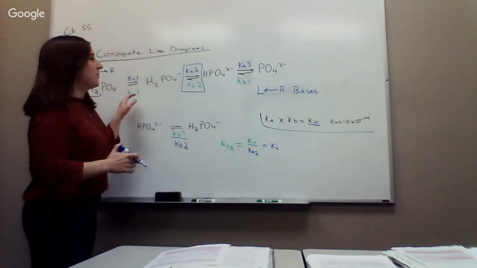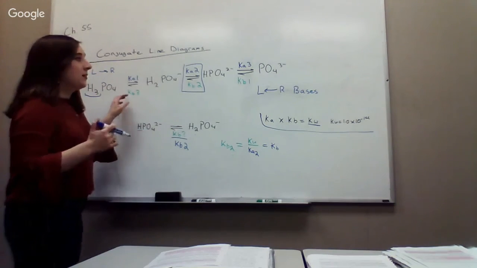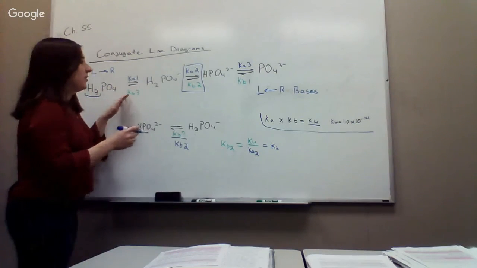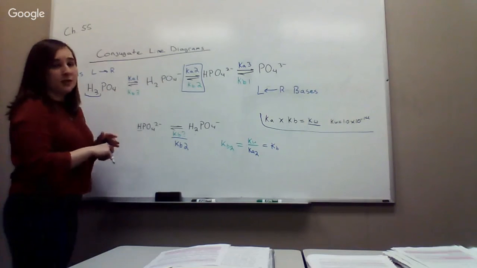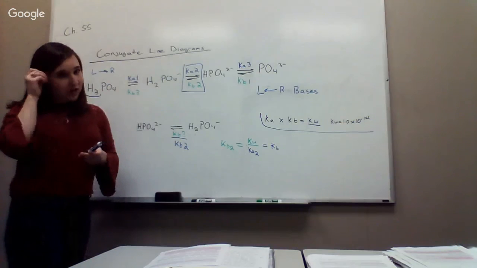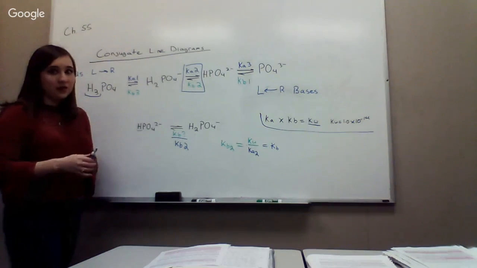These diagrams are incredibly important to understand because you're going to be doing a lot of problems with them, and you want to make sure that you know which Kb or which Ka you are using, and if you don't have it, how you can find it. So take a look, do some practice in chapter 55 and onward. You'll use them for several of the acid-base chapters.